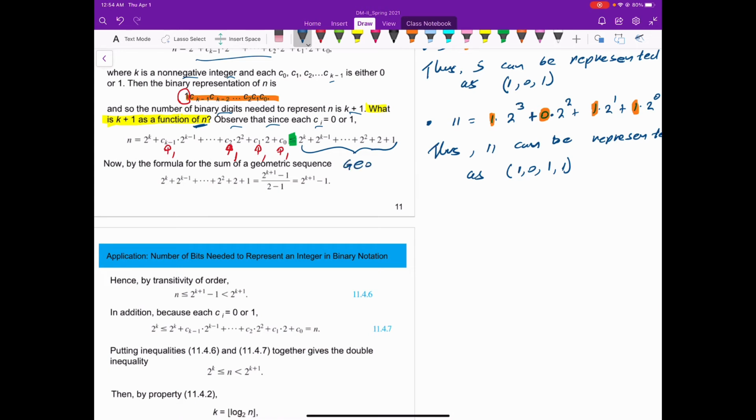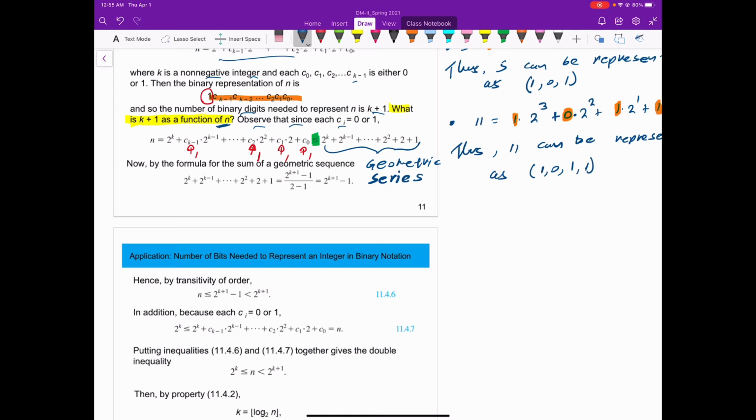Okay, let me write geometric series. It's a geometric series. You know how to compute the sum of a geometric series, which is given right here, that we have learned in Calc 1. You could just use this formula to compute that. It is actually 2 to the power k plus 1 minus 1 over 2 minus 1. So this is the equation for that. And then you simplify this as that, because 2 minus 1 is 1. You divide that by 1. That means just this quantity.